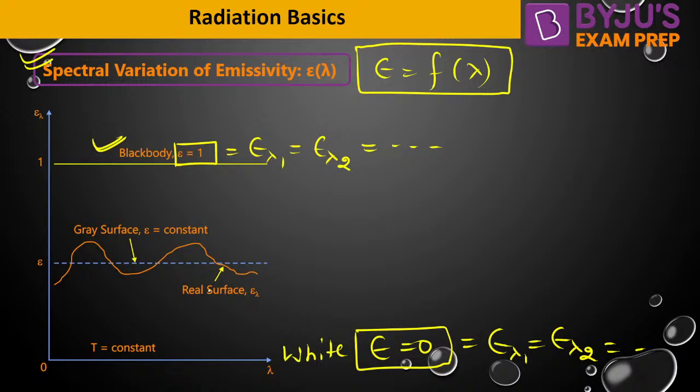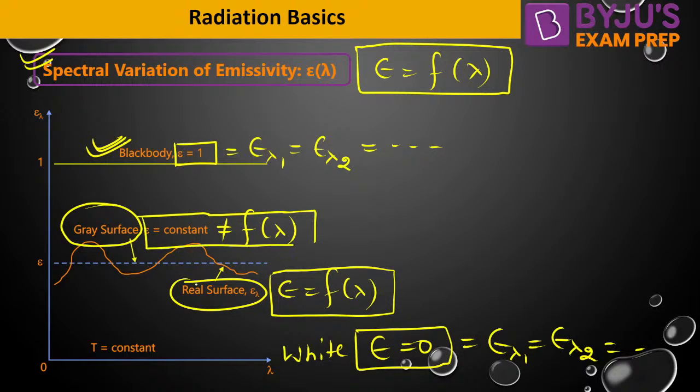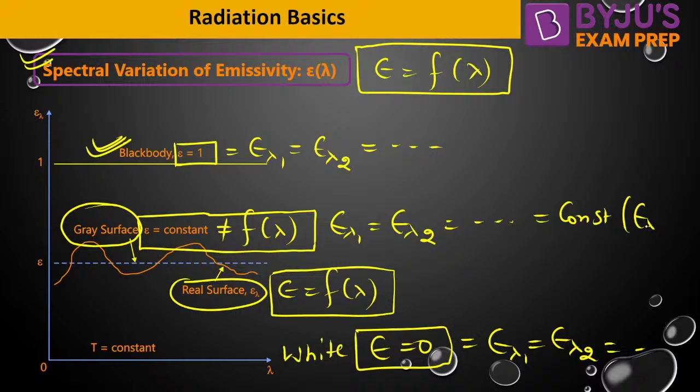For a real surface, emissivity is a function of lambda. It is different at different wavelengths. So to keep our analysis simple, because emissivity depends on wavelength, we define a gray surface. What is a gray surface? A gray surface is again a hypothetical surface which is a compromise between a black body and a real surface, where the emissivity is not a function of wavelength, but it is not equal to 1. It is neither equal to 1 nor 0, but definitely its emissivity is independent of wavelength, or we can say epsilon lambda 1 is equal to epsilon lambda 2 is equal to a constant denoted by epsilon average. That is called a gray surface.